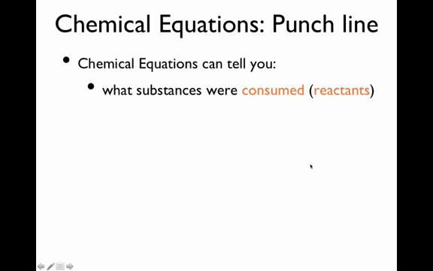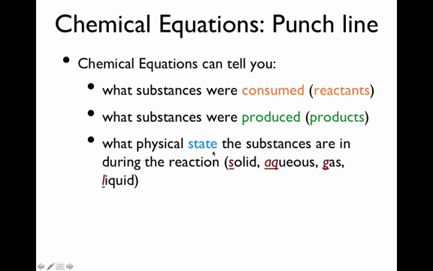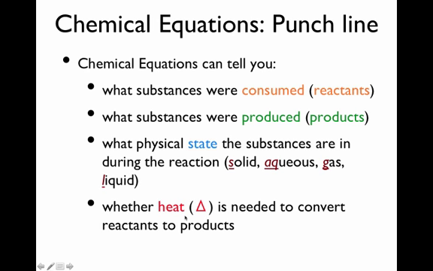So a couple of punchlines. Chemical equations can tell you what substances were used up. Those are called the reactants. They tell you what substances were produced, those are called products, and what the physical state of all of the substances was during the reaction. Were they solids? Then you'll see parentheses S. Were they dissolved in water? Then you'll see parentheses AQ. Were they a gas? You'll see G. Were they liquid all by themselves? Then you'll see L. Another piece of information that you might see was whether heat was needed to convert the reactants to products. And then you'll see a triangle over the arrow that separates the reactants and the products.